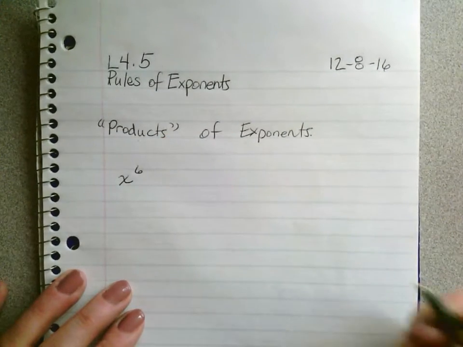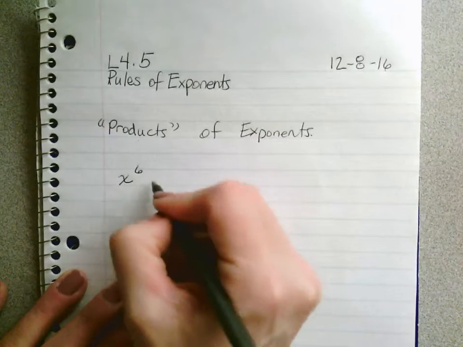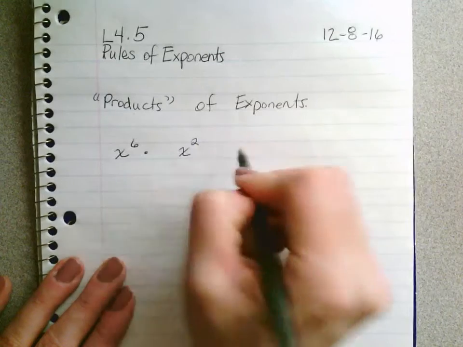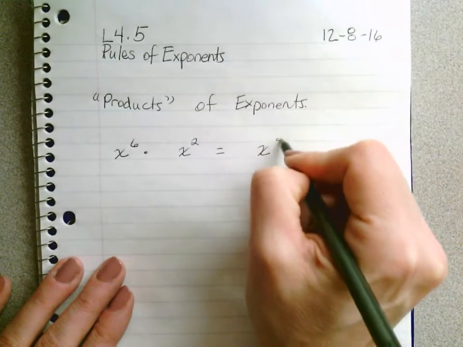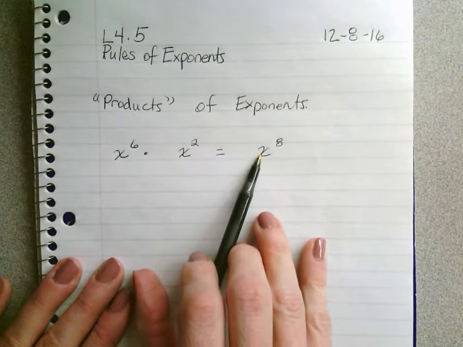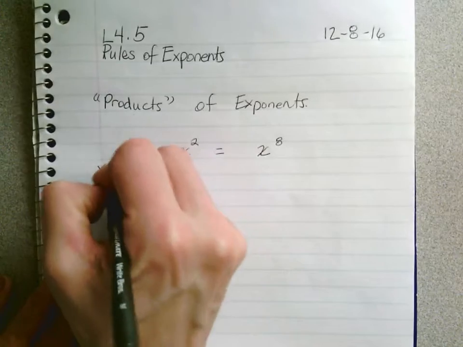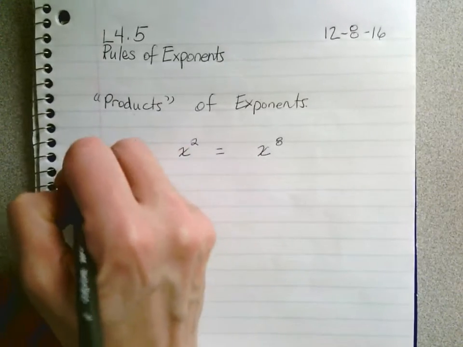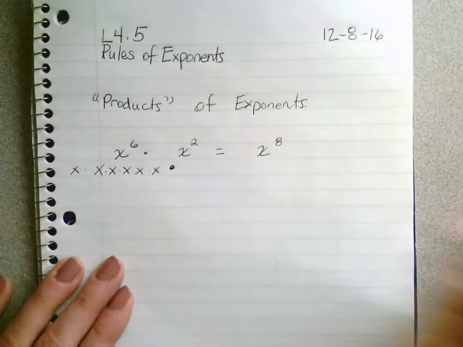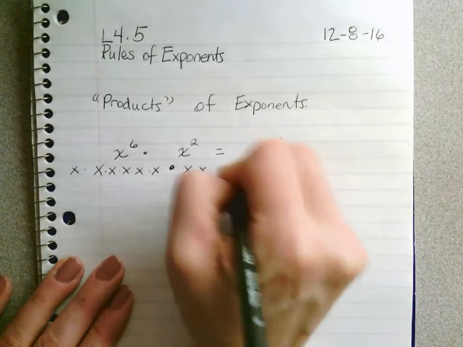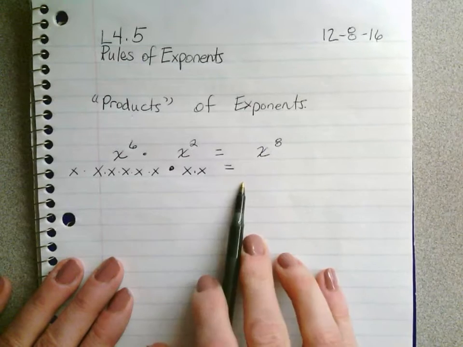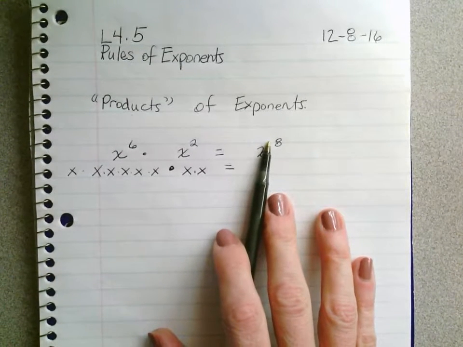Take x to the 6th and multiply x to the 6th times x squared, the result is the sum of those two exponents. The base, however, didn't change. If you break it down, if you factor it, x to the 6th times x to the 2nd, you end up with 8 of them, otherwise known as x to the 8th. Okay?